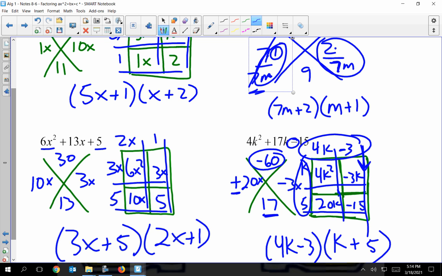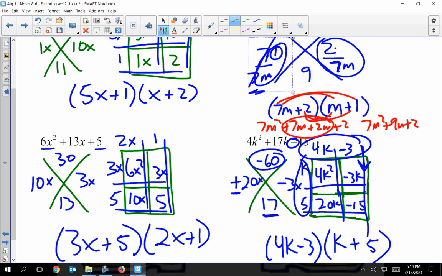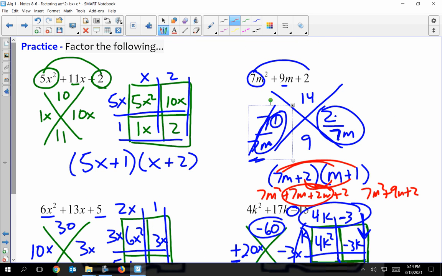All right. If you FOIL this back out, I'm going to FOIL it back out just to kind of prove to you that it works. 7m times m is 7m squared. 7m times 1 is 7m. 2 times m is 2m. And 2 times 1 is 2. I can put those two together. I get 7m squared plus 9m plus 2. And that is what we started with.